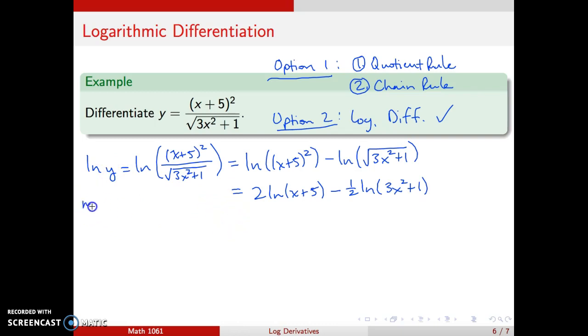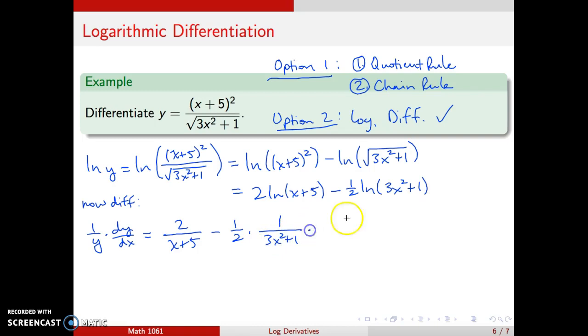And so now differentiate. On this side I get 1 over y times dy dx using implicit differentiation. On this side I get 2 over x plus 5 minus 1/2 times 1 over 3x squared plus 1 times 6x, using the chain rule there. I could clean that up and just say 2 over x plus 5 minus 3x over 3x squared plus 1. So that's the 6x and the 2 there, 6 and the 2, a little bit of a reduction.